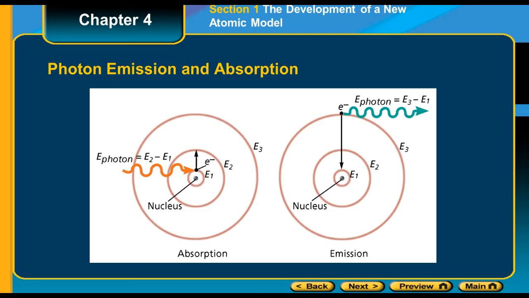Here's another diagram of what's going on. In this case, we have the energy going into this electron here, and it rises to the excited state of a new energy level. And on the right side, you see an electron falling down to a lower energy level, and it's releasing that amount of energy.